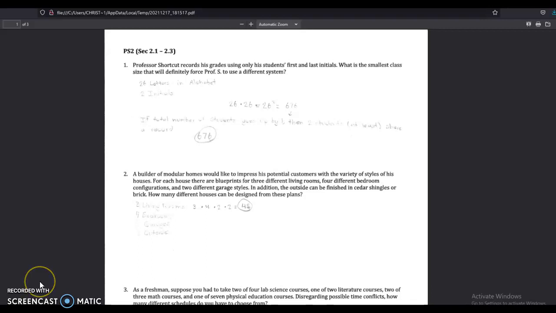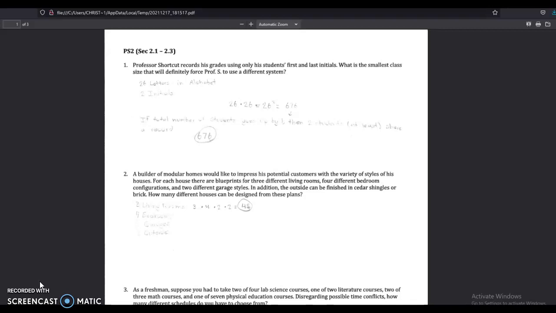So, the first problem reads, Professor Shortcut records his grades using only his students' first and last names, or initials. What is the smallest class size that would definitely force Professor S to use a different system? Okay, so we know that there are 26 letters in the alphabet, and there are two initials in every single student's name, first and last name. So we can just do 26 times 26 because there would be 26 initials for the last name and for the first name. So 26 squared, you get 676.